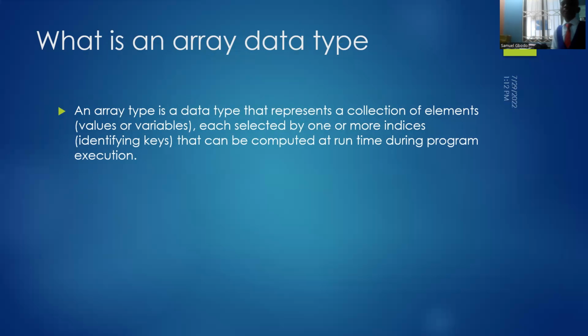What is an array data type? An array type is a data type that represents the collection of elements, values, or variables. It's selected by one or more indices, identifying keys that can be computed at runtime during program execution.